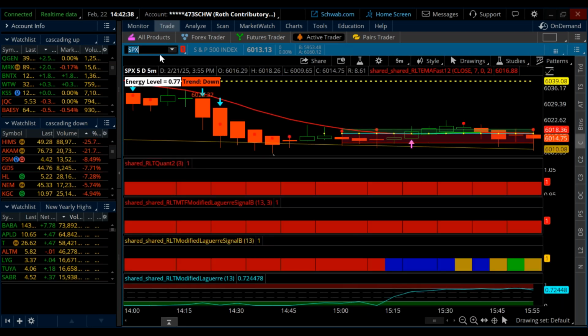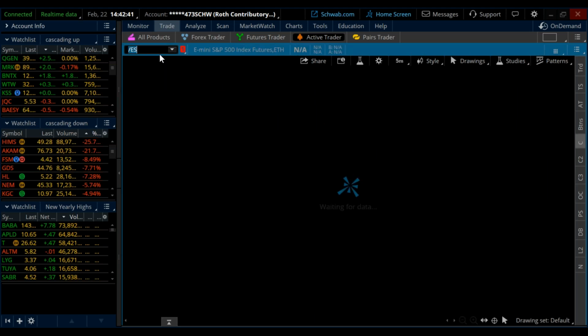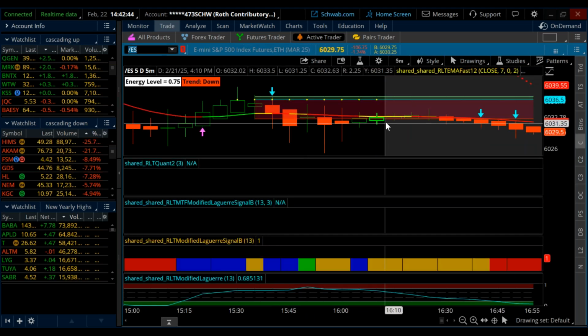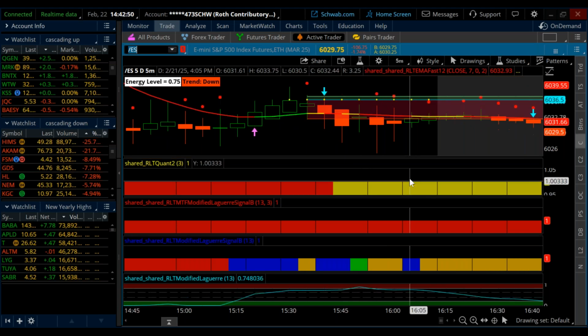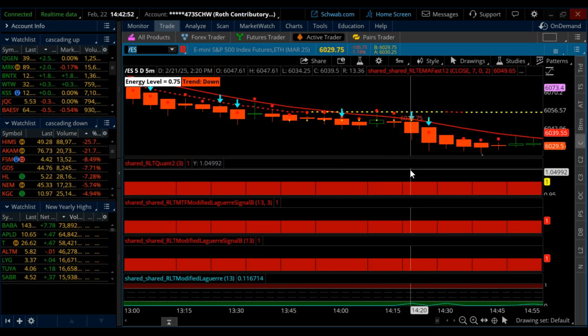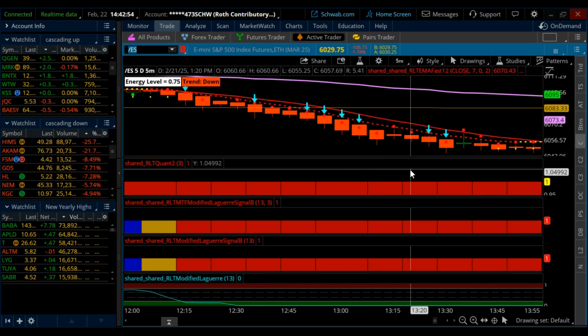And again, if you wanted to do futures, you can use futures exactly the same way. Here's the ES on the 5-minute time frame. The market's closed here, so there we go. This is it from Friday on the ES. This is the futures on the SPY.